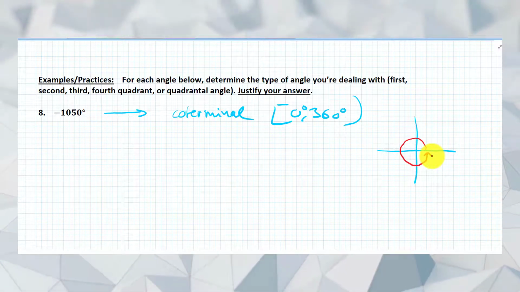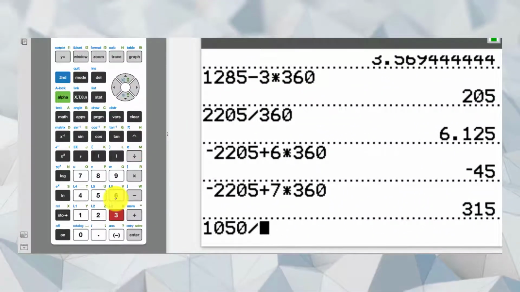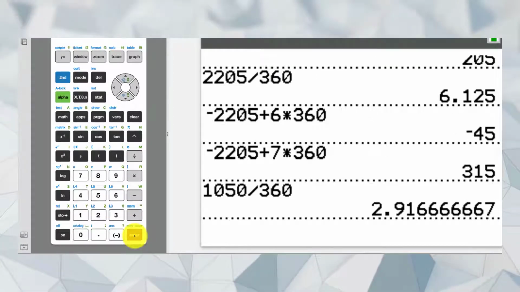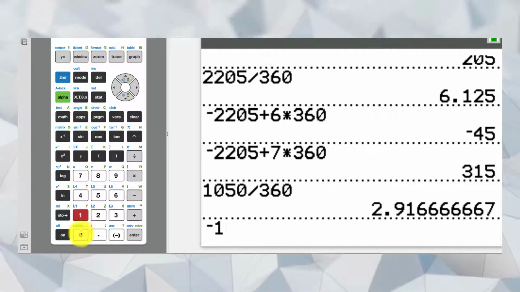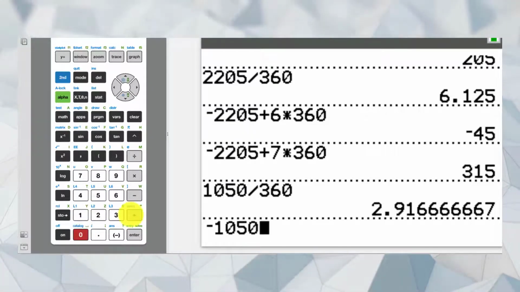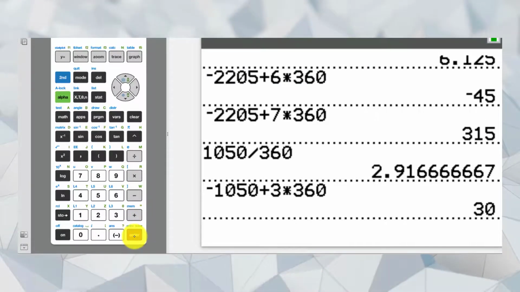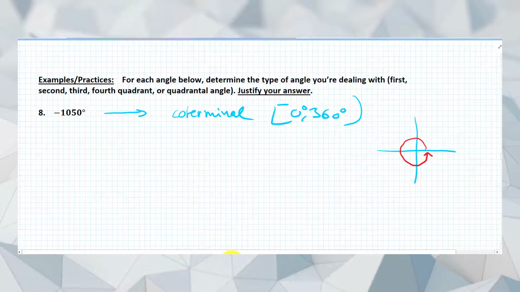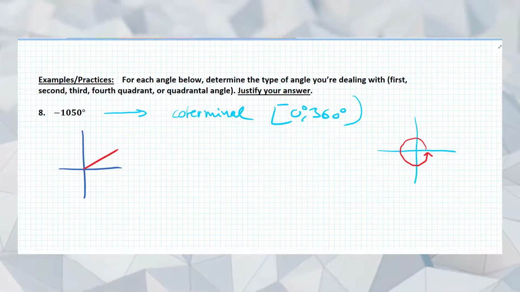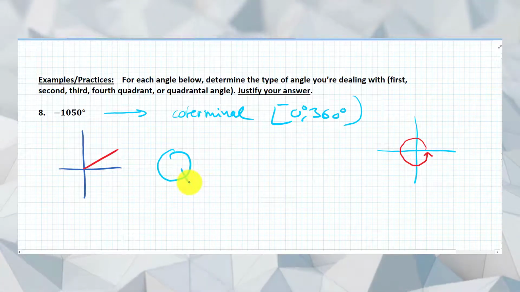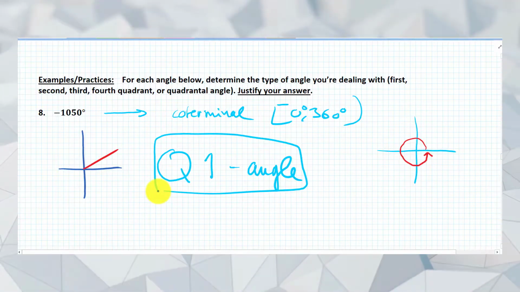Okay, so what do I do with negative 1050? I need to add some 360. How many? Well, let's see. 1050 divided by 360 is 2.9, but you remember this was a negative angle. Therefore, we need to go one more. Negative 1050 plus 3 times 360, and this is 30 degrees. Okay, 30 degrees. So the angle right here is 30 degrees. So it is a first quadrant angle. I'm going to say Q1 angle, first quadrant angle.